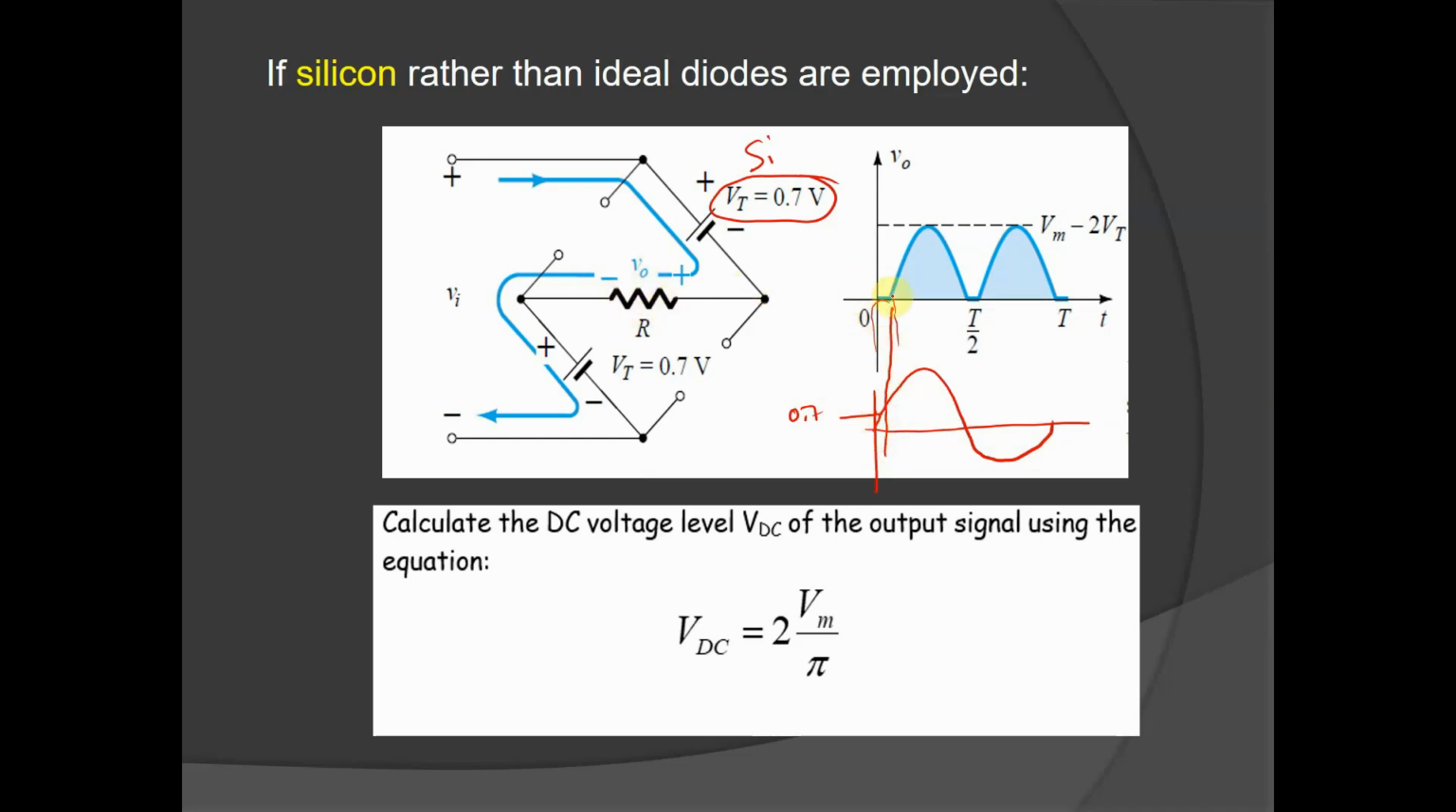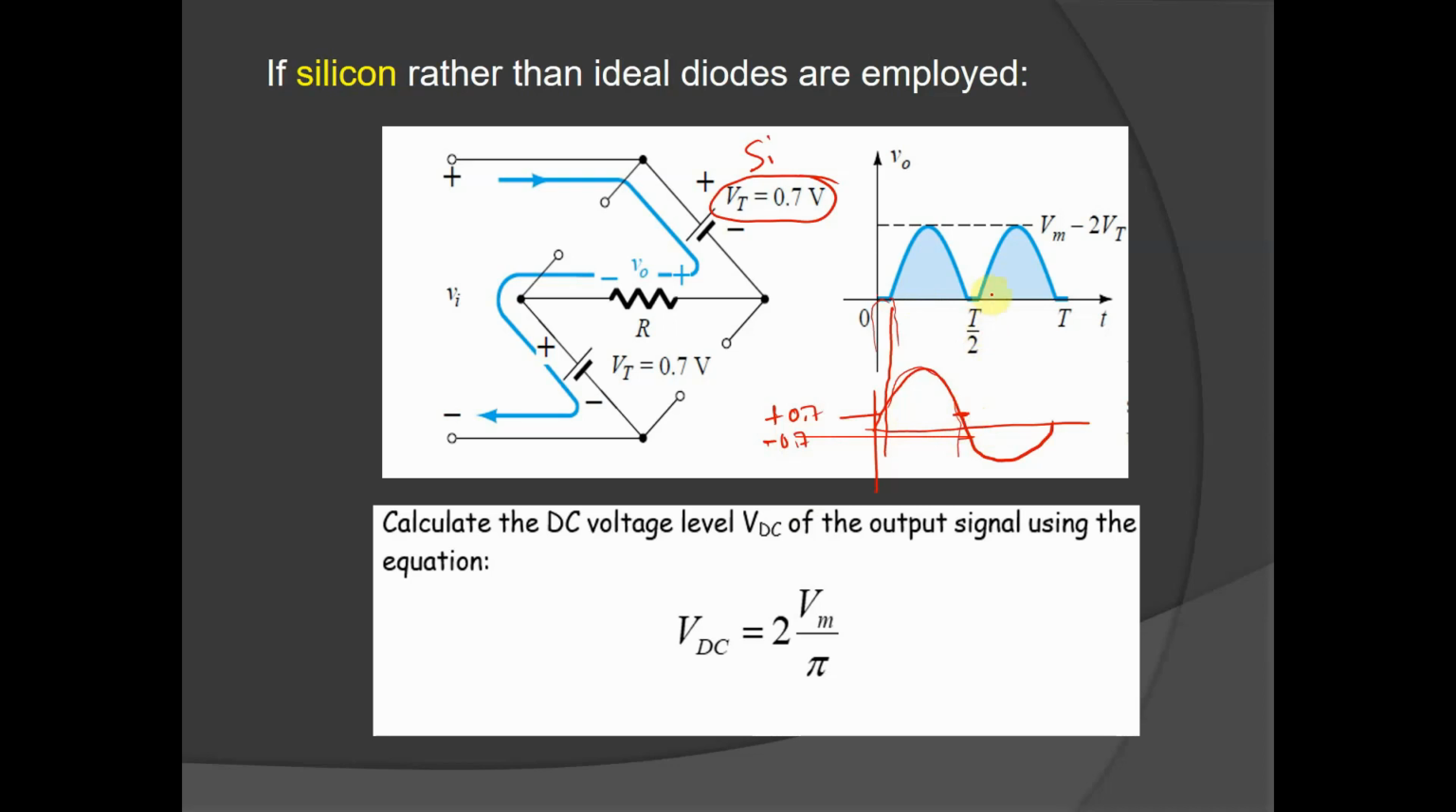You cannot have output here, because this diode is open, no current flows, and when it reaches 0.7, it will start to close, so the current will start to flow and reflect the positive cycle up to here. At this point, the voltage of the source will be less than 0.7, so the diode will be open, because there is not enough threshold voltage. So this is positive 0.7, this is negative 0.7, right?